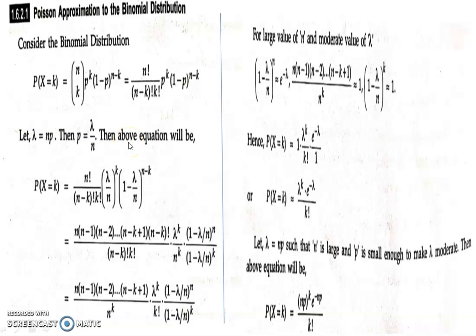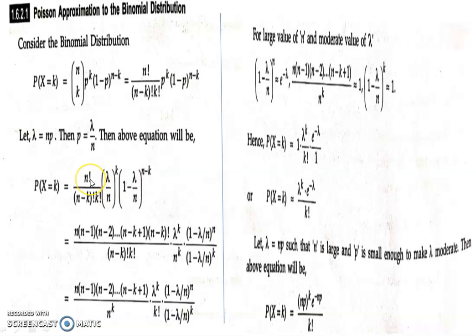Then the above equation can be rewritten as n factorial divided by (n minus k) factorial into k factorial. P is replaced as lambda by n, so lambda by n whole power k. Then again 1 minus p, where p is replaced as lambda by n, whole power n minus k.